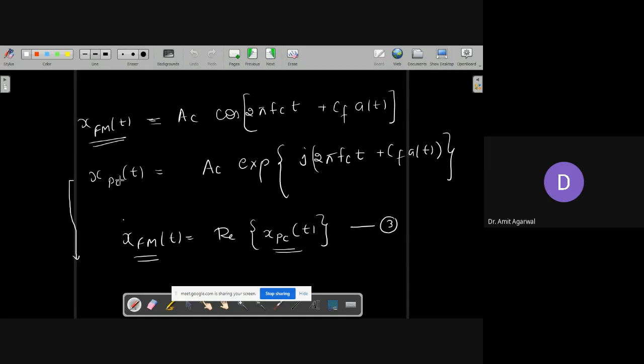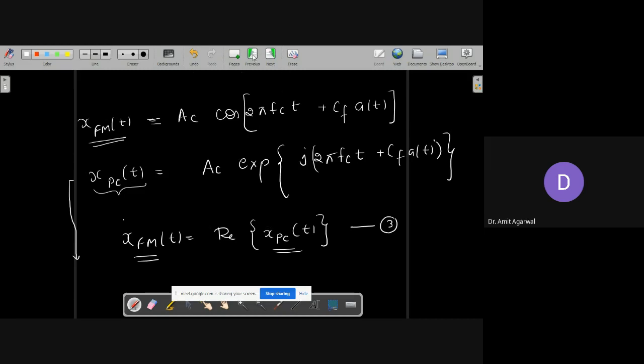We now define our signal as xp(t), a passband complex signal. You can write this FM signal as the real part of xp(t), where xp(t) is Ac e to the power j 2 pi fc t plus cf a(t). It is trivial to see that xFM(t) is nothing but the real part of this complex passband signal. This you know from your previous classes. Why do we call it a complex passband signal?